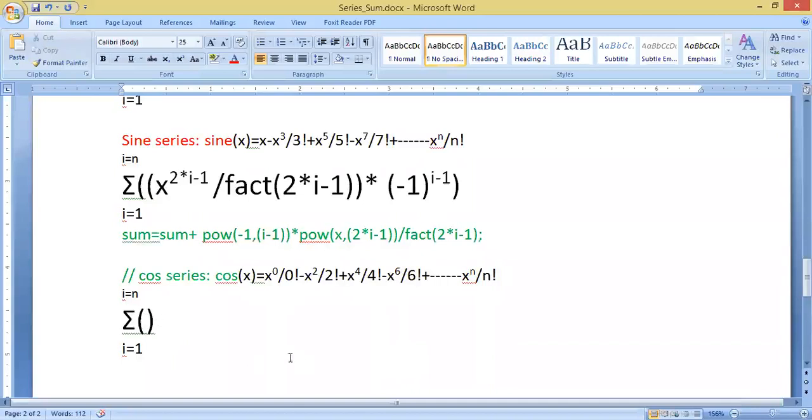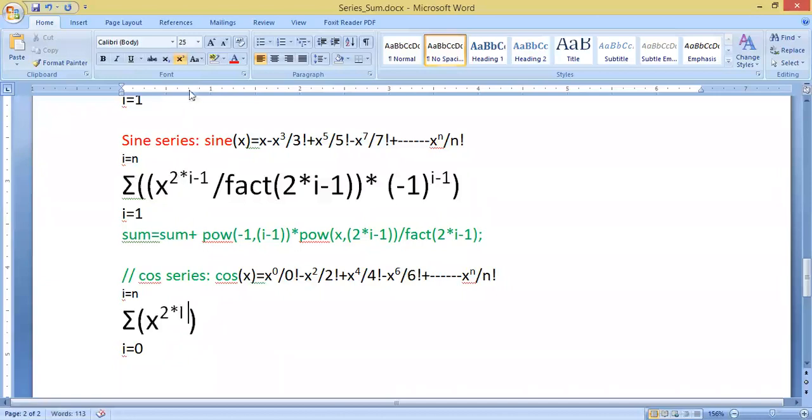Tell me sigma for this one. X की power 2i minus 2 divided by factorial. Or can I do this using I is equal to 0? Yes, sir. Then it will be, I think, more easier. So what will be here now? X to the power 2i. X to the power 2i. Okay.